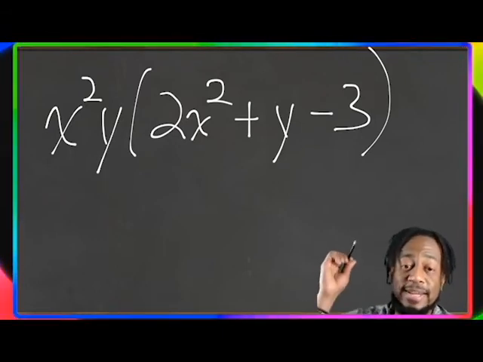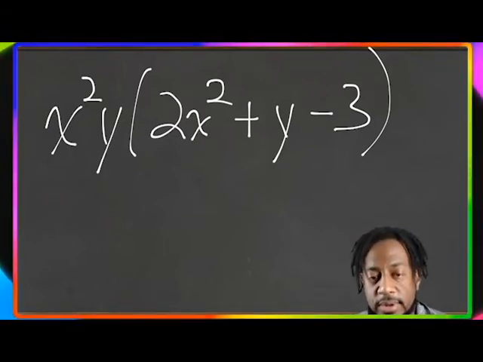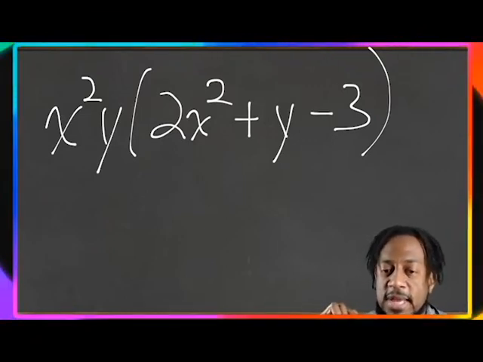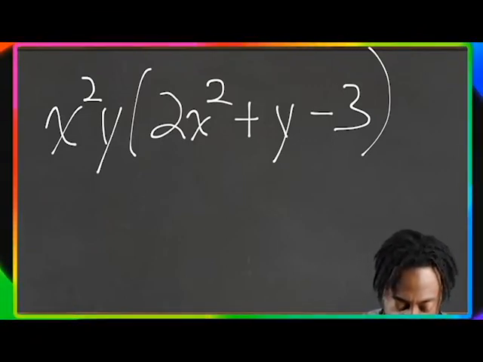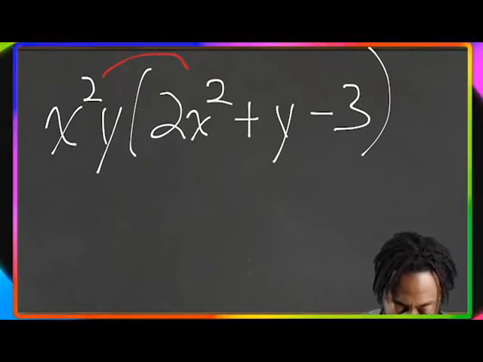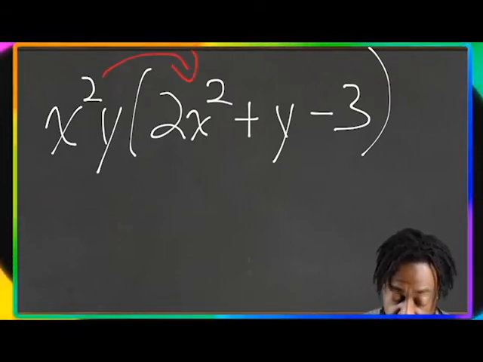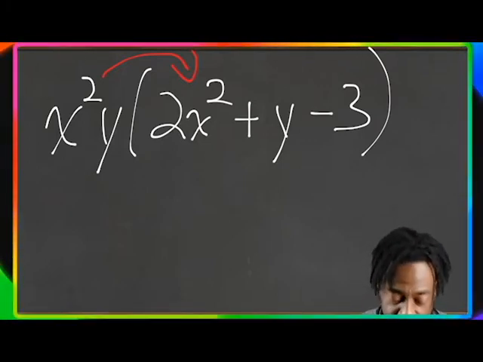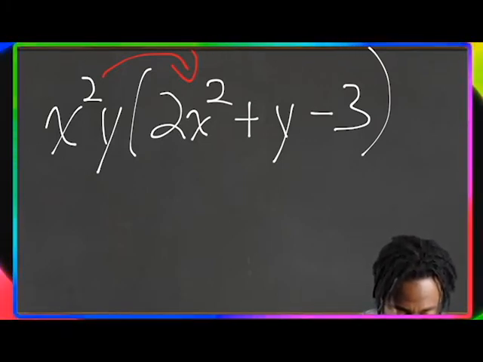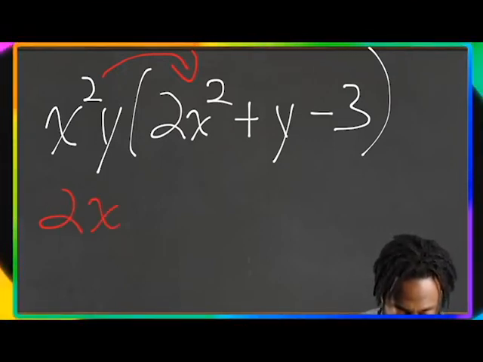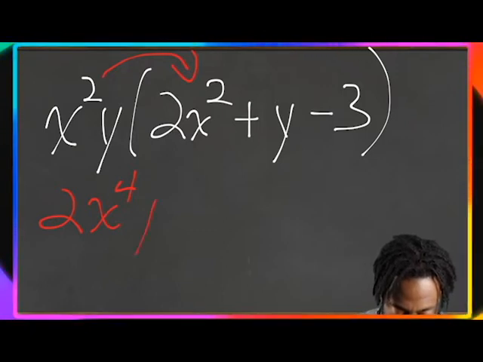You're going to take x squared y and multiply it times everything that's inside of the what? Parentheses. Yeah, you got it. So you do the same thing we just did. Just do it one at a time. 1 times 2 is 2. How many x's do you have? X to the 4th. How many y's do you have? 1.